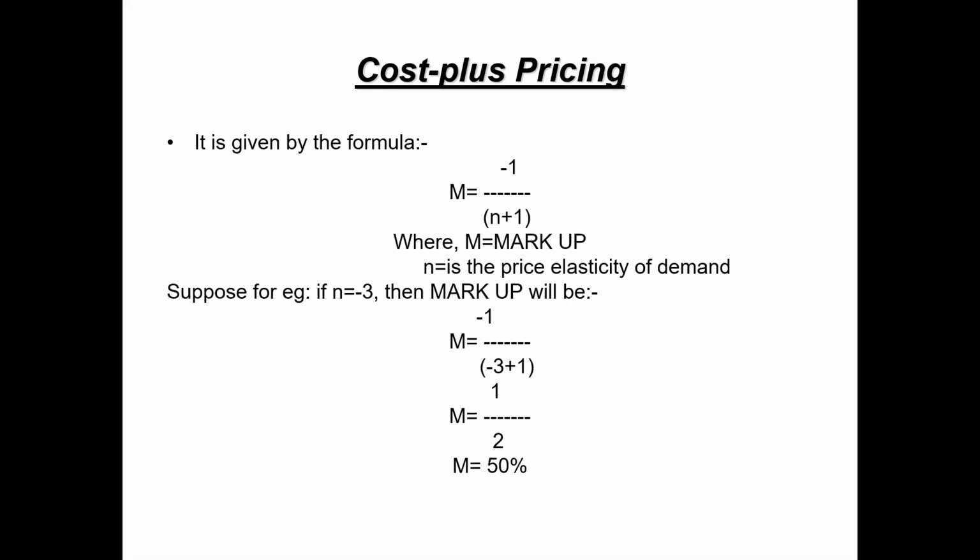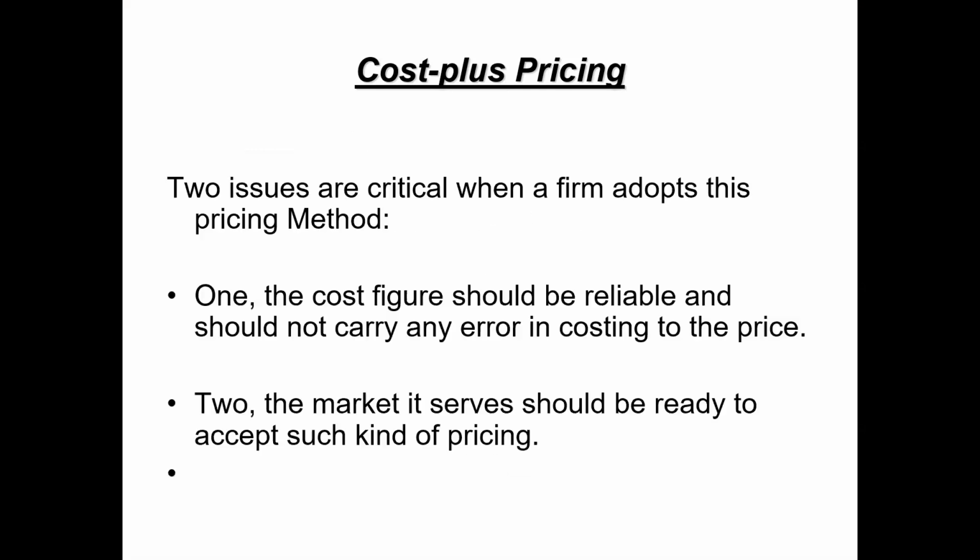Let's understand the formula. It is given by the formula markup is equal to minus 1 upon n plus 1, where n is the price elasticity of demand. Suppose, for example, n is minus 3, then markup will be m is equal to minus 1 upon minus 3 plus 1. So it's 1 by 2. So markup will be 50%. This is how the markup for a particular product, for a particular industry, is determined with the help of price elasticity of demand.